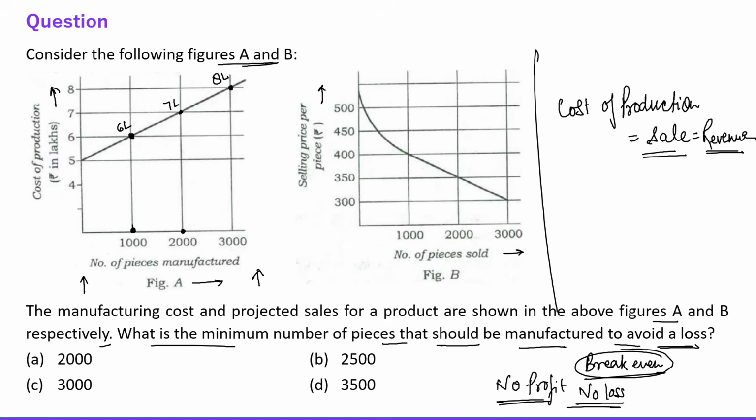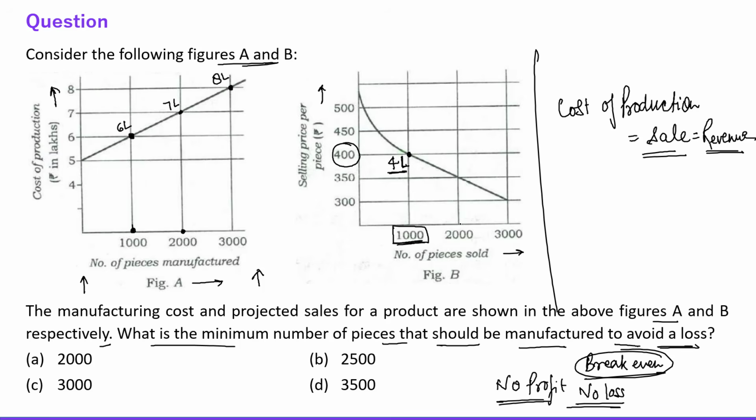Now let's talk about figure B. When we are selling 1000 articles, the selling price per article is 400. So 1000 articles at the rate of 400 rupees per article means we are getting 4 lakh revenue.